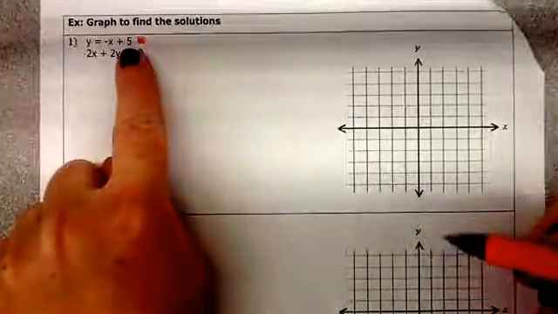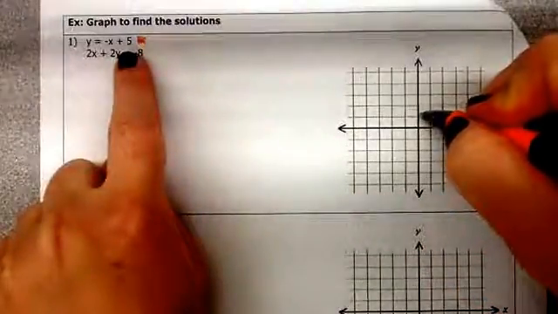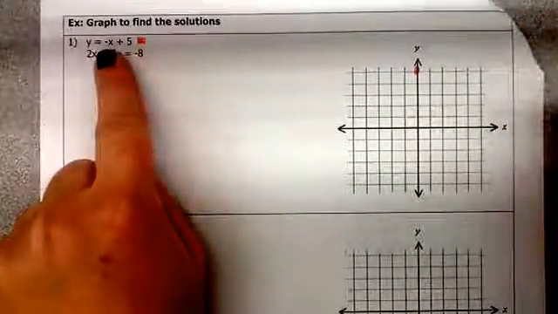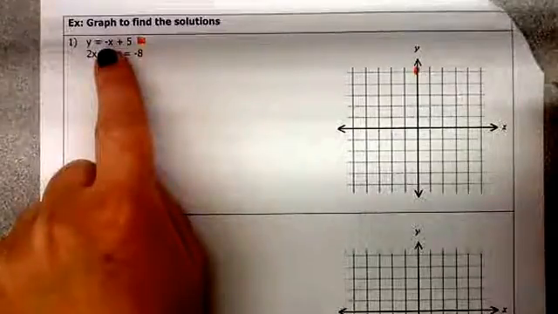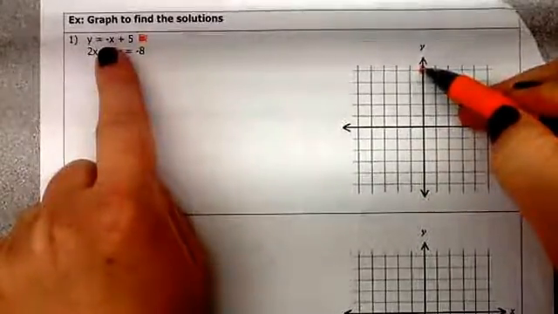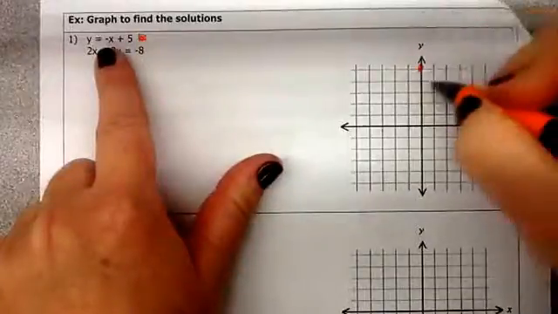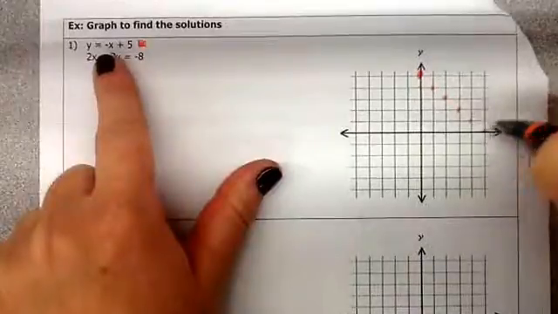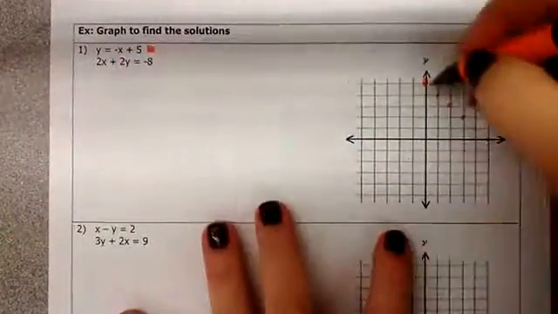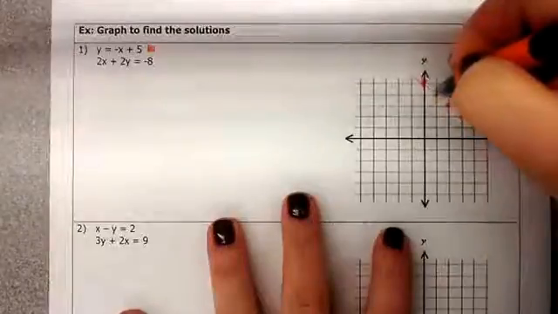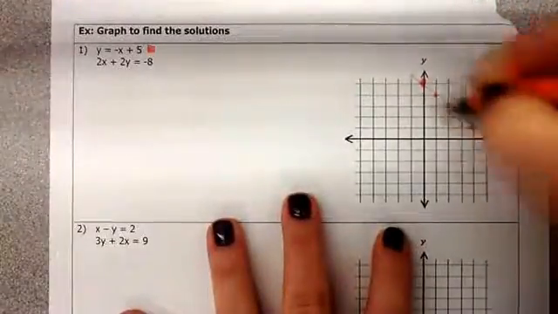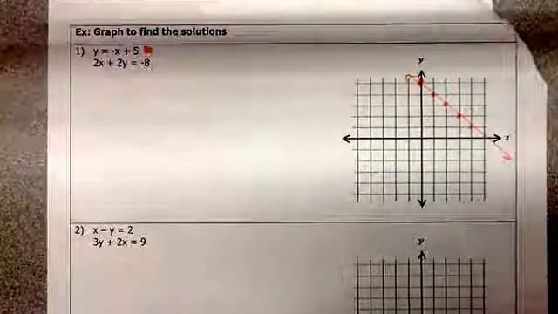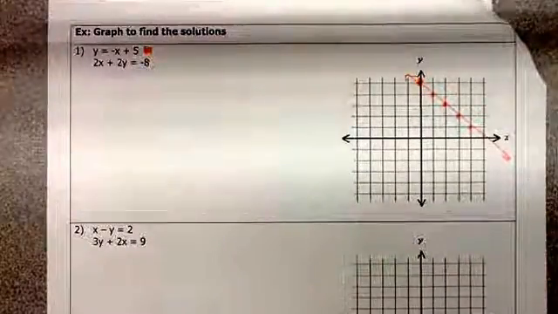Just like last chapter, our intercept is 5. And what is our slope? Negative 1. How do you move a negative 1 slope? Down 1, over 1. And that pattern continues. Use a ruler or a straight edge and connect those. There is our first graph. Now we need to do the next one.